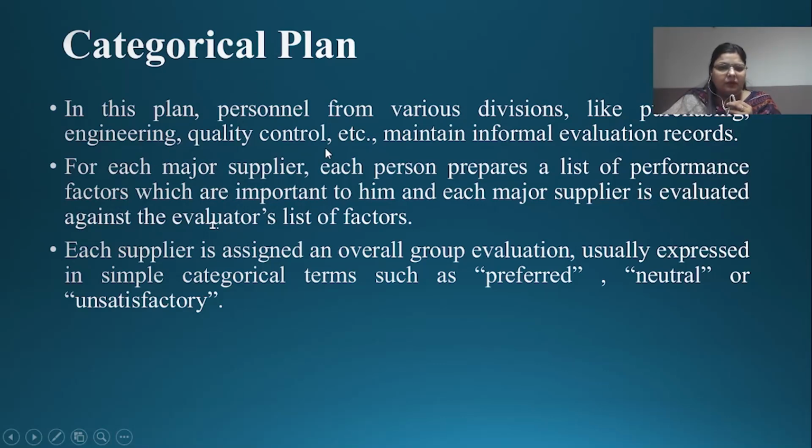Next, for each major supplier, each person prepares a list of performance factors which are important to him, and each major supplier is evaluated against the evaluator's list of factors. Each supplier is assigned an overall group evaluation, usually expressed in simple categories termed as preferred, neutral, or unsatisfactory. Here we have given some categories to different vendors, either preferred, neutral, unsatisfactory, satisfactory, more preferred, or extremely preferred. There are a number of categories as given in the categorical plan. With that, we can easily prepare a categorical plan for the suppliers or vendors.